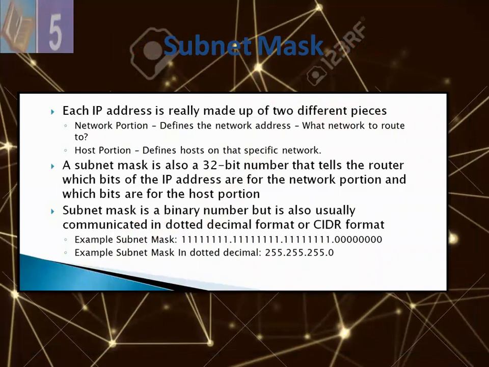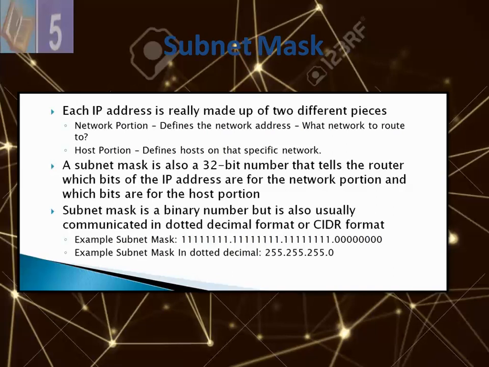Each IP address is really made up of 2 different pieces. The network portion defines the network address, what network to route to. The host portion defines the host on that specific network. A subnet mask is also a 32-bit number that tells the router which bits of the IP address are reserved for the network portion and which bits are reserved for the host portion. A subnet mask is a binary number, but is also usually communicated in dotted decimal format or CIDR format.